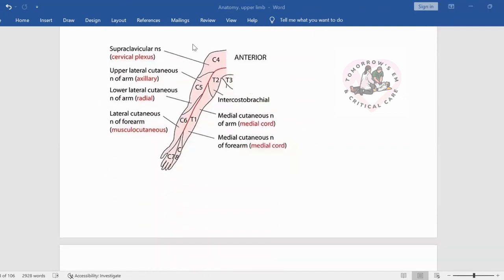Now there is the dermatome. This one is supraclavicular, the area above the clavicle, and it comes from the cervical plexus. These are the lateral cutaneous nerves of the arm. This portion is C5, C6, the regimental badge area. C5 is predominant, and C6 comes in. The lateral cutaneous nerve comes from the radial nerve. This is the area of the musculocutaneous nerve, and it goes up to the thumb. C7 is the middle and C8 is next.